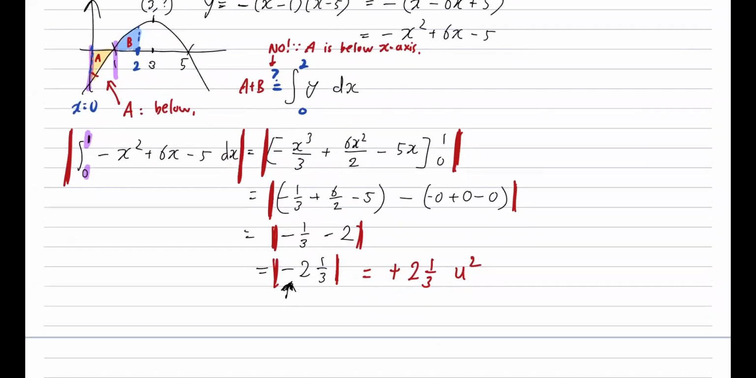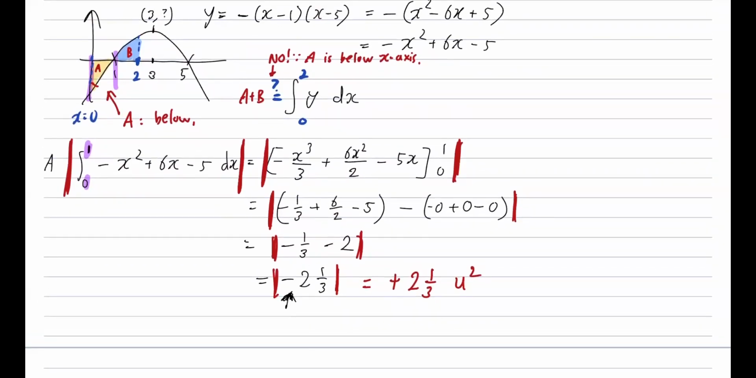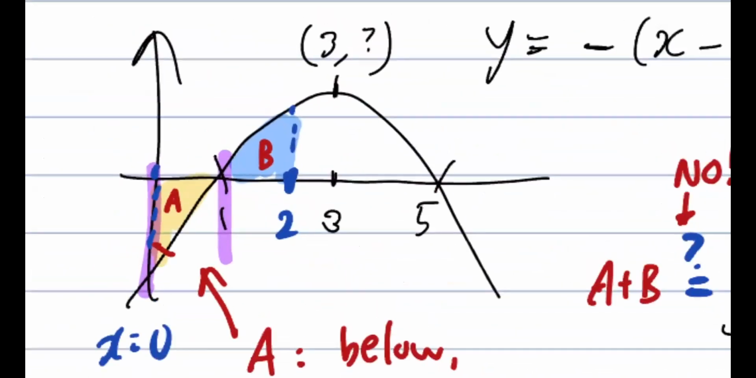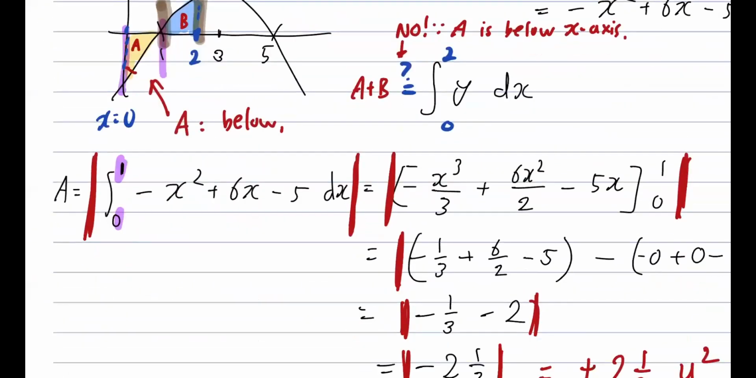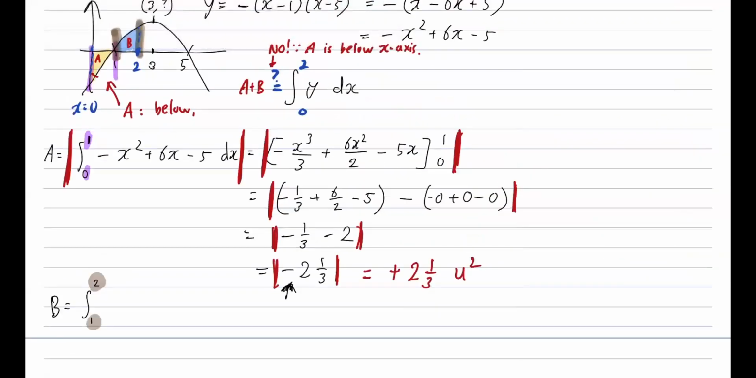So the proper way to find A plus B is to find it piece by piece. A equals the modulus of the integral. Then B equals, because it's already positive, we don't need modulus, just integrate from 1 to 2. Can you see why it's 1 to 2? This region here is sandwiched between a left limit and a right limit, 1 and 2. Then you just integrate the same function, so let me copy that function, but with different limits.